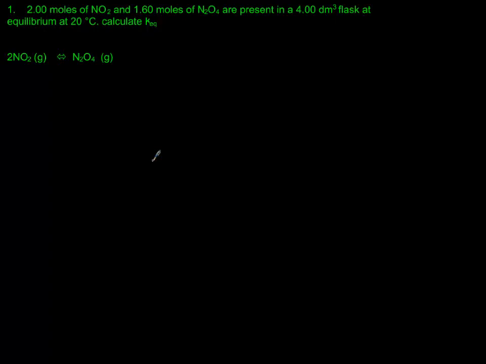In this problem, moles of reactant and products are given, and also the volume of the container. Calculate K equilibrium, so let's just write the expression first. K equilibrium in terms of concentration could be written as K subscript C, and it's simply product, a gas, divided by reactant, another gas, raised to its coefficient 2. Then we simply plug in numbers.